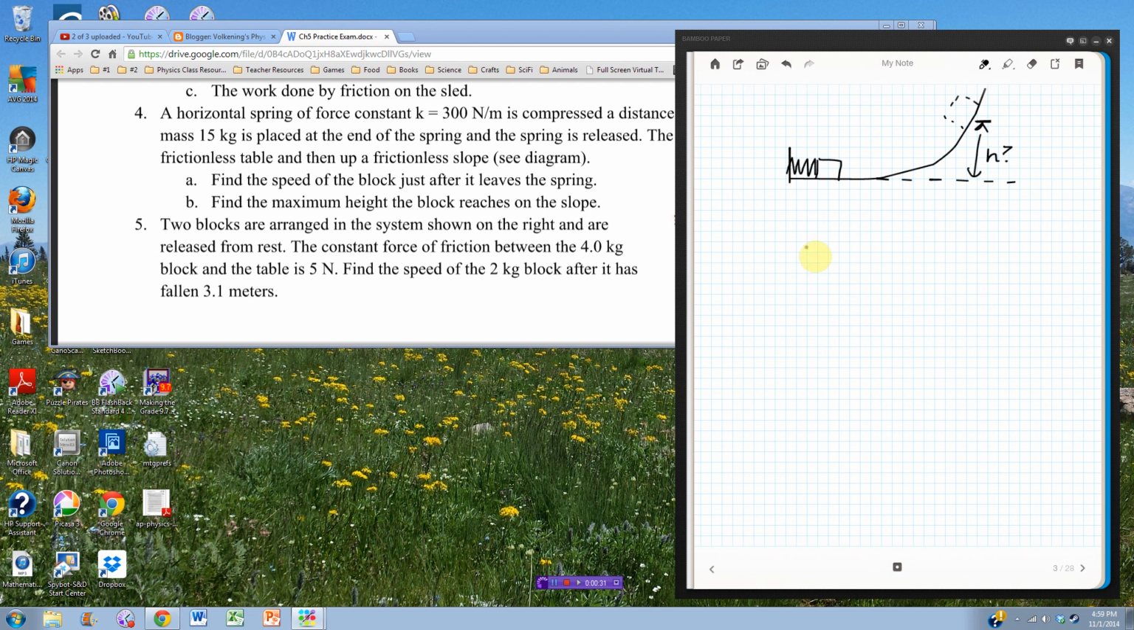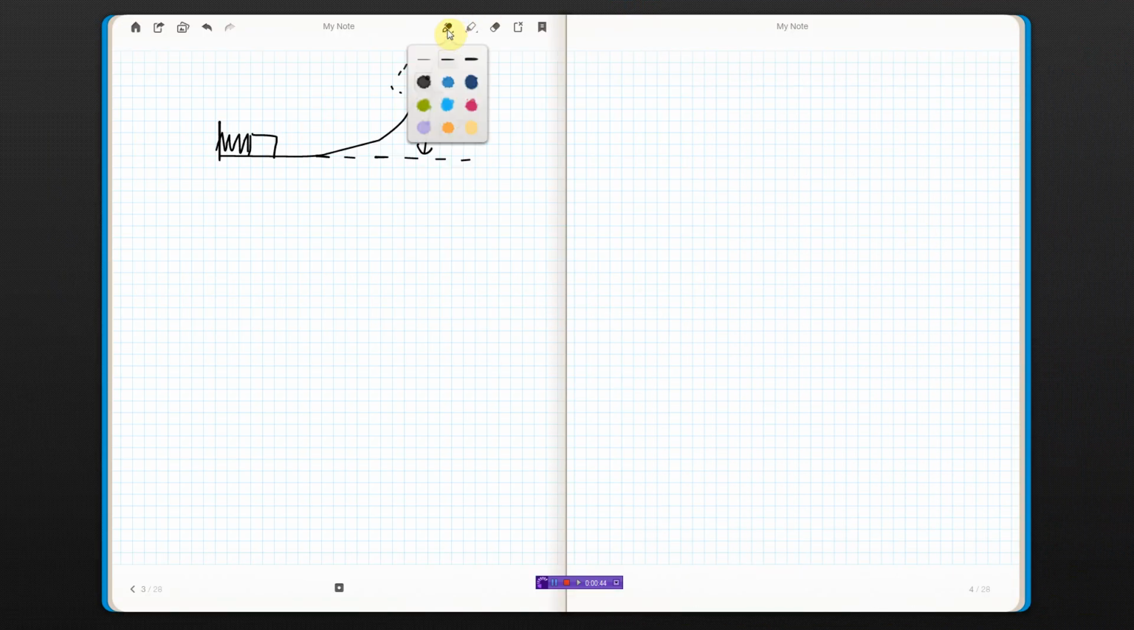Find the speed of the block just after it leaves the spring, and then find the maximum height the block reaches on the slope. Okay, so first off, this is frictionless, so I don't have to worry about work done by outside forces like friction. Basically, this is a conservation of energy problem. So initial energy is going to equal final energy. Initially, the spring is compressed and everything's staying still, and I'm going to call this height 0. So the only energy that I start with is spring potential energy.